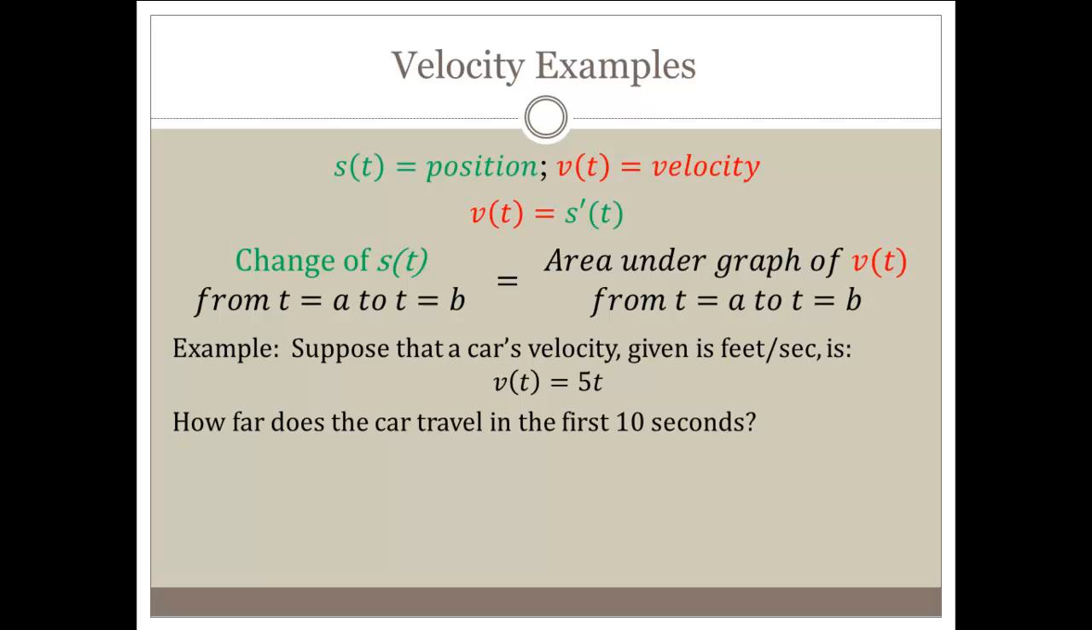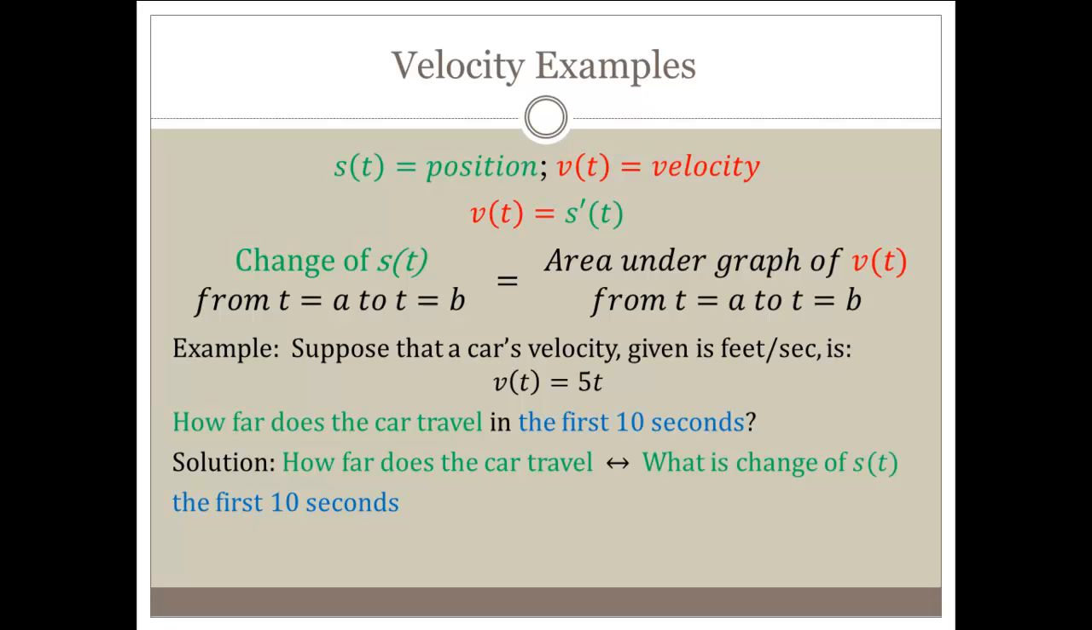Suppose that a car's velocity, given in feet per second, is v of t equals 5t. How far does the car travel in the first 10 seconds? To find the solution to our question, let's first dissect what the question is asking. The phrase, how far does the car travel, is talking about our position, s of t. In particular, it is asking what is the change of s of t.